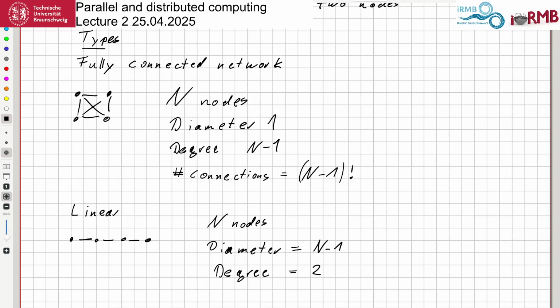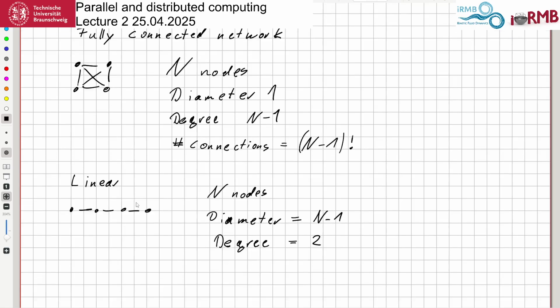Yes, it's 2. I mean, we said we take the maximum. So this here has 1 connection, and that here would have 1 connection, but there are 2 of them that have 2 connections. So this is why the degree is 2. Yes. So the number of connections here, this is what we call, what's this?